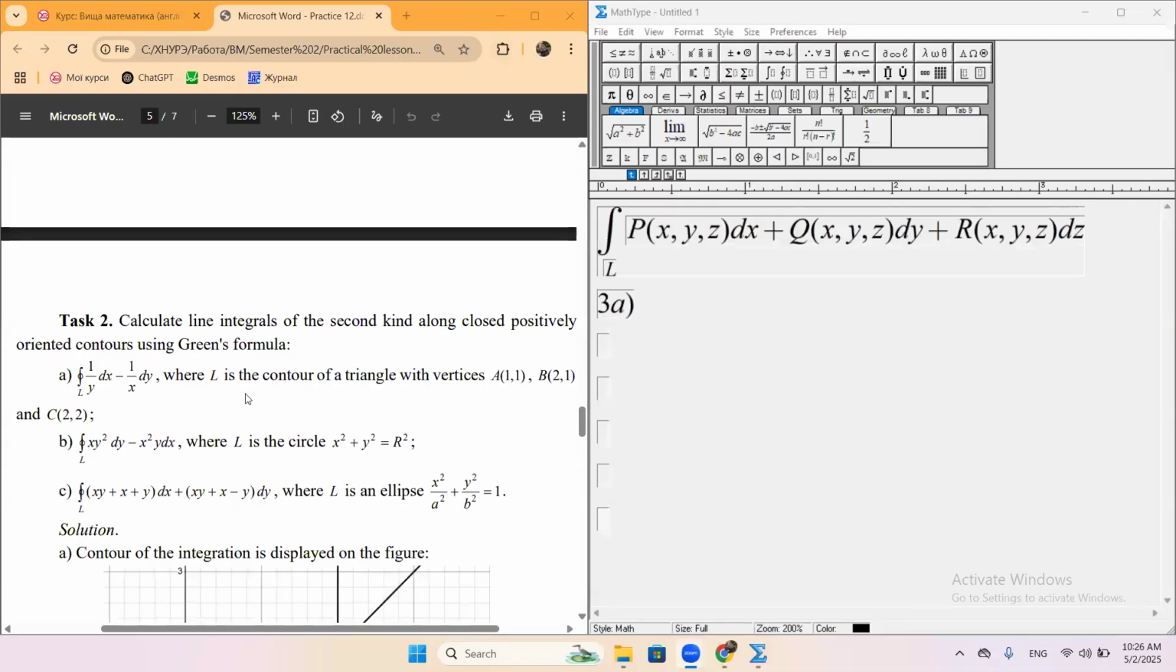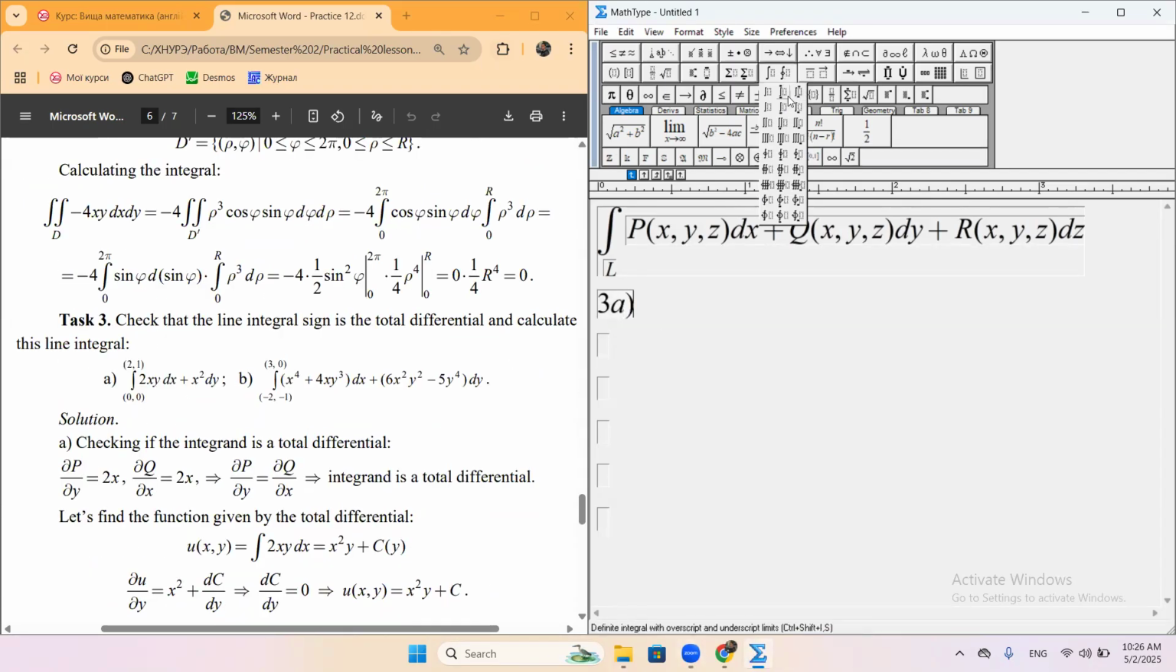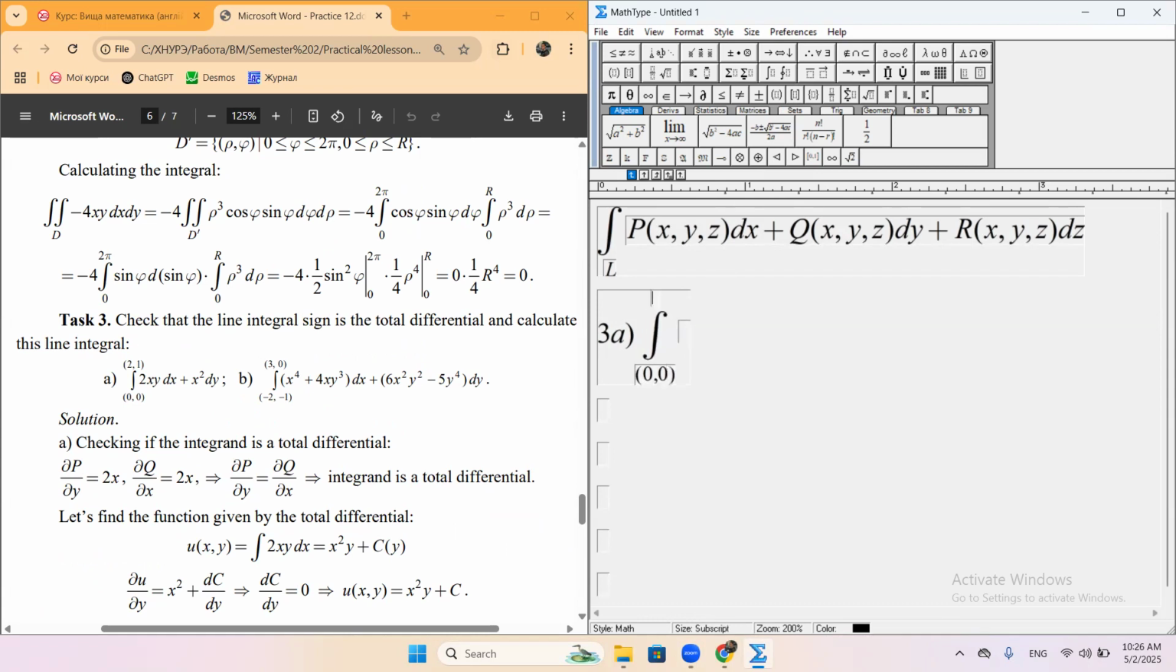Let's continue. So we will solve the following exercise, 3a. We will check that the line integral has a total differential under the integral sign, and we will calculate this integral. So let's first of all write down the integral: 2xy dx plus x square dy.